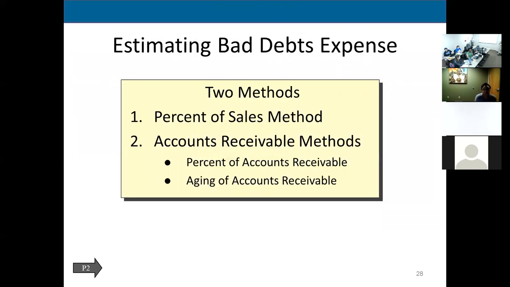All right, so let's look at estimating bad debts. When I said estimated there, I saw the little hamster wheel turning, and some of you were thinking, how do you estimate? All right, first method we can use, the percent of sales method, or accounts receivable methods, using percents of accounts receivable, or the aging of accounts receivable.